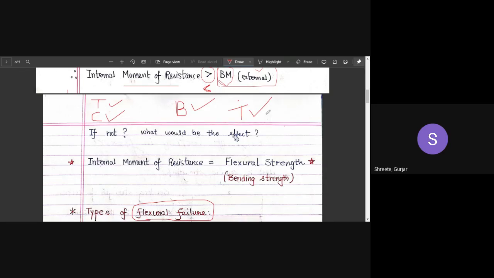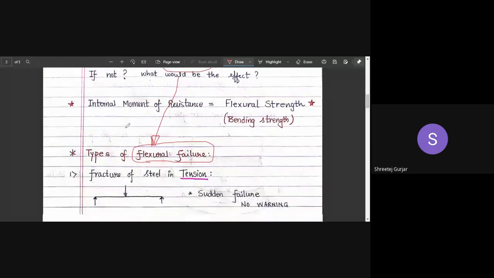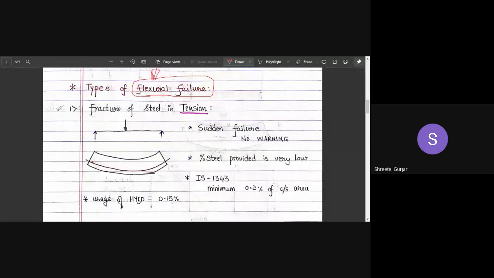So here we will be dealing with bending, or what we call flexural failure, right? Flexural bending failure or flexural failure. The first failure that occurs is due to fracture of steel, fracture of steel in tension.